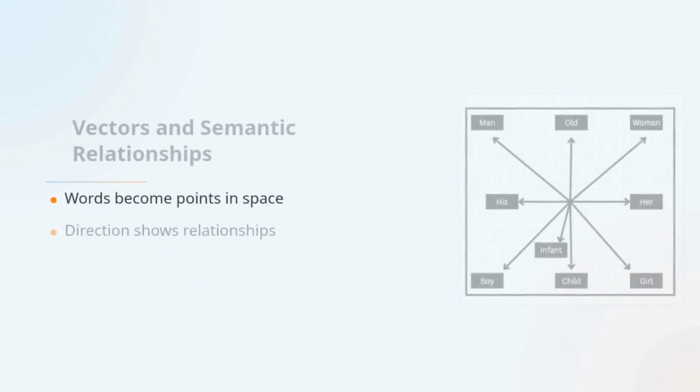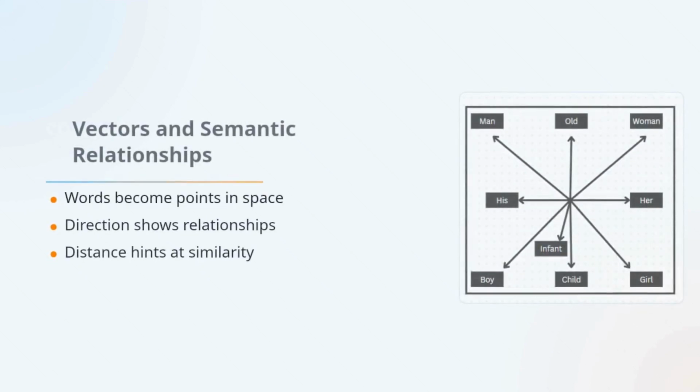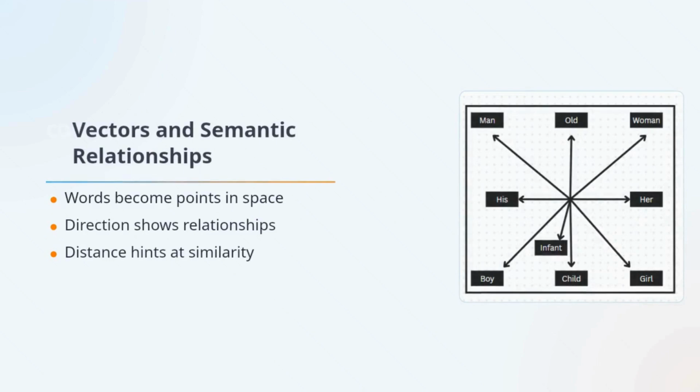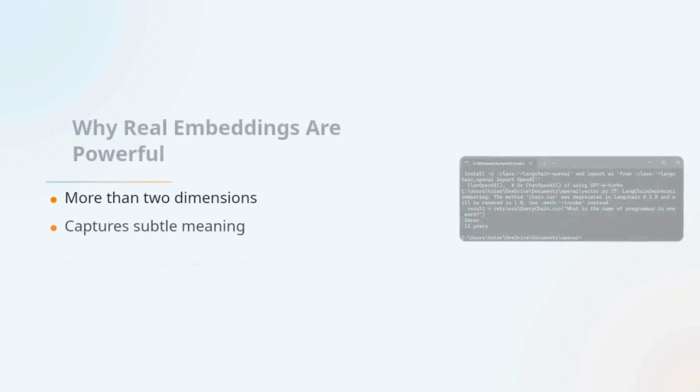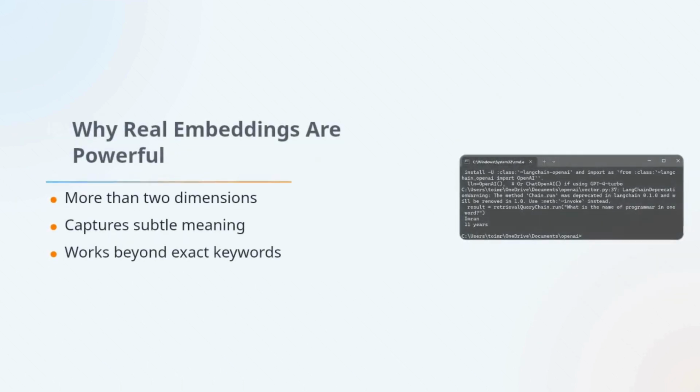To understand embeddings, first imagine a vector space where each word is placed as a point or arrow from a central origin. In the example, terms like man, woman, boy, girl, old, infant, and child are arranged to show semantic relationships. Opposite directions can suggest contrasting ideas, while nearby positions can suggest related meanings. This is a simplified picture, of course, because real embeddings use many more dimensions, but it gives us a solid intuition.